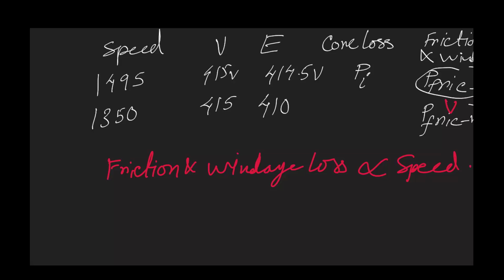Now, generally looking at E, the question that will come to your mind is, sir, if E is also going down, then that will ensure that core loss is also small. Undoubtedly it is small, but here is another twist. What is that twist?